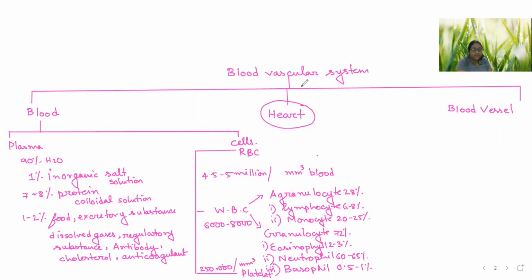Then the blood vessels can be further subdivided into the vein, artery, and blood capillary. These parts are already taught to you in detail, so kindly go through them, and I hope you will be able to understand.